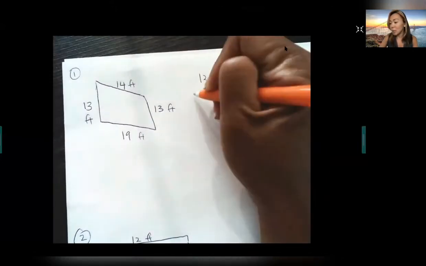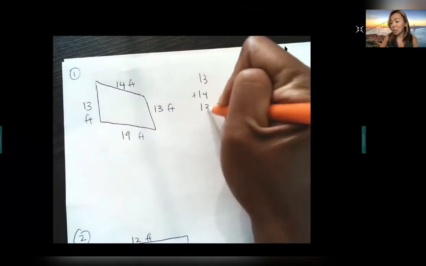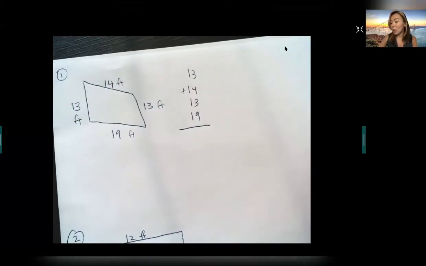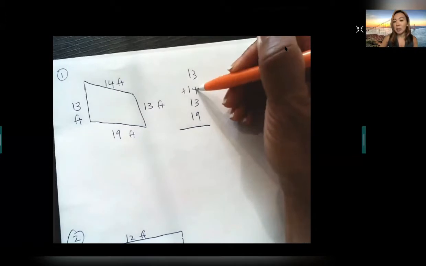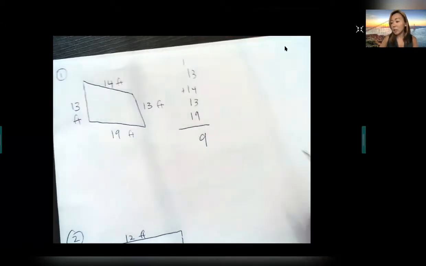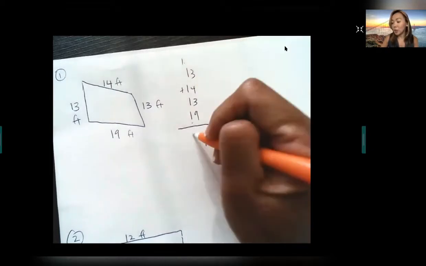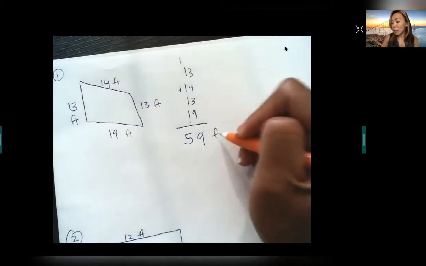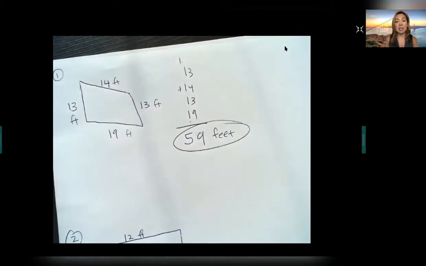So here, if you add up all the sides, you're going to get 13 plus 14 plus 13 plus 19. You could do this by hand, or you could plug it into your calculator. So if I do this by hand, 3 plus 4 is 7, plus 3 is 10, plus 9 is 19. Carry the 1, 1, 2, 3, 4, 5. So the answer is 59, and we are finding the perimeter, so we just answer it as 59 feet.